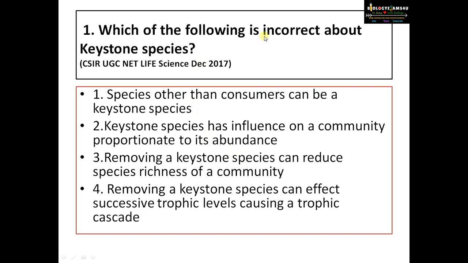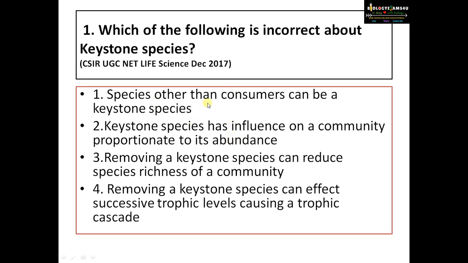Here the question is, pick out the incorrect statement. So this is very important, pick out the incorrect statement. So here, if you know something about keystone species, you can be sure that this is a correct statement. Removing a keystone species can reduce species richness. Removing a keystone species has huge impact on trophic levels, causing a trophic cascade. Then these two may be a little confusing.